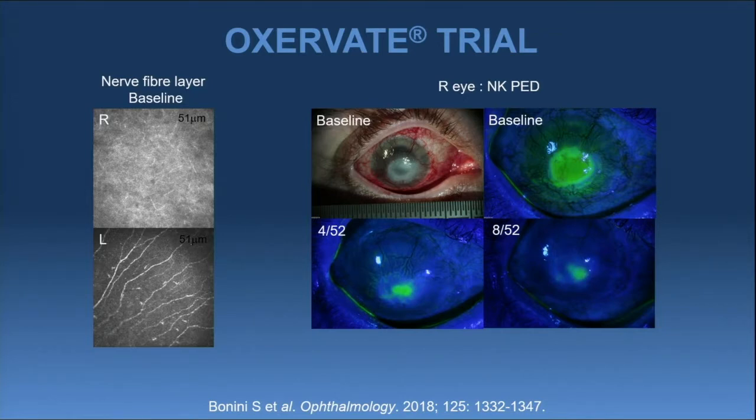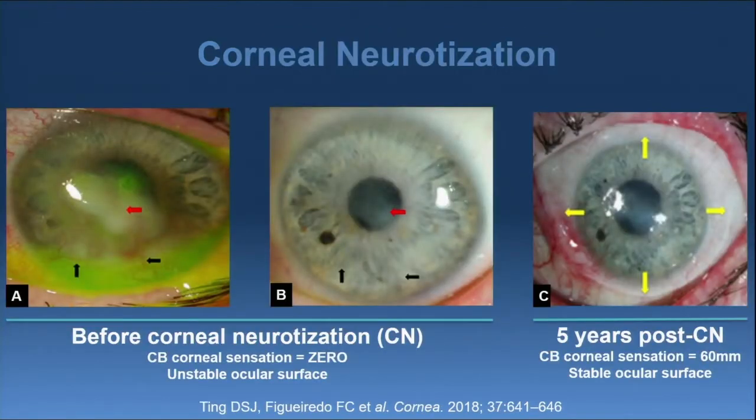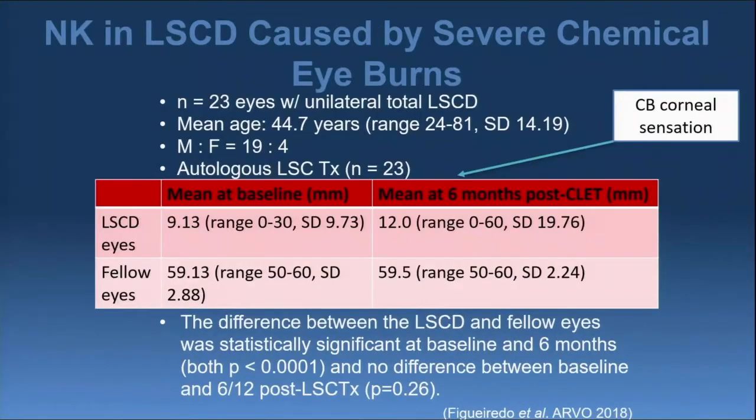His in vivo confocal microscopy showed the right eye had no corneal nerves at all, and the left eye had some corneal nerves, which explains that these people with chemical burns also have some severe neurotrophic keratopathy. These are the patients that we have been doing corneal neurotization on. One of my patients, a young patient, was only 25 and had a meningioma. Slide A shows the active epithelial defect, B shows a time when he was quiet, and then 5 years later in C, after corneal neurotization. These patients highlight that chemical burn can induce severe corneal denervation, and in the affected eye the corneal sensation is very poor, and after autologous ex vivo expansion limbal stem cell transplantation it did not improve.